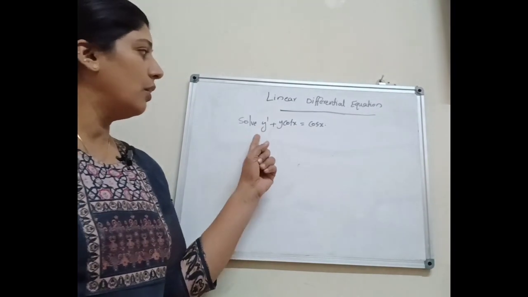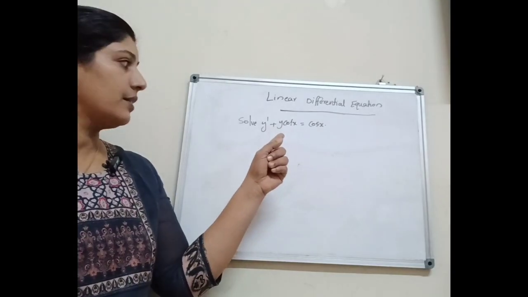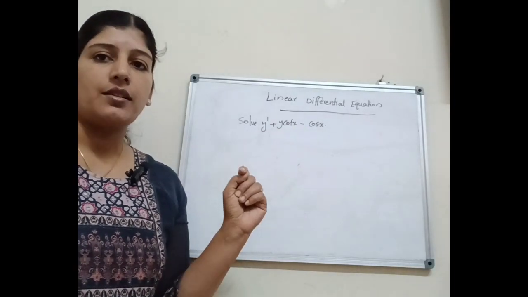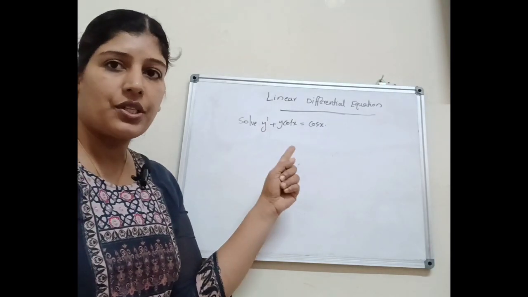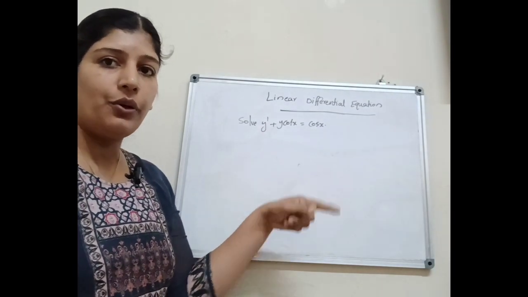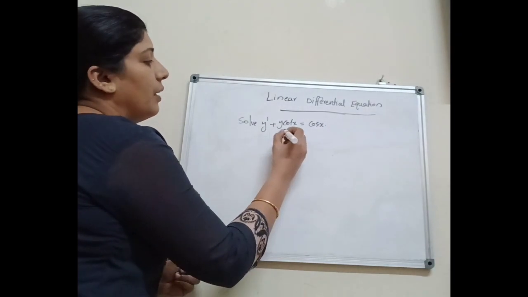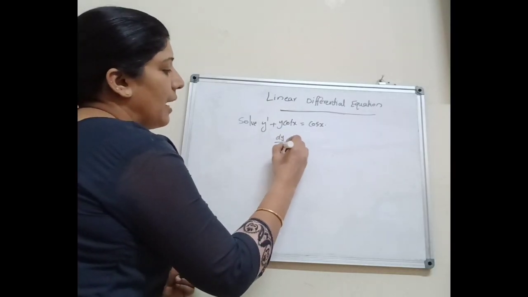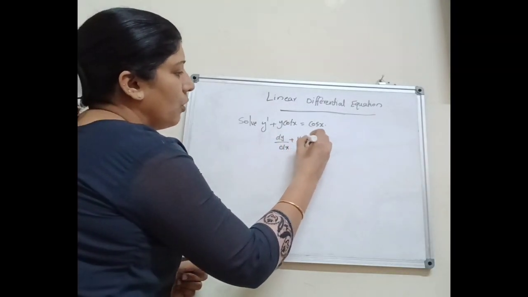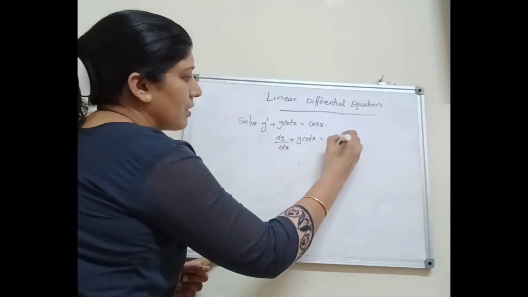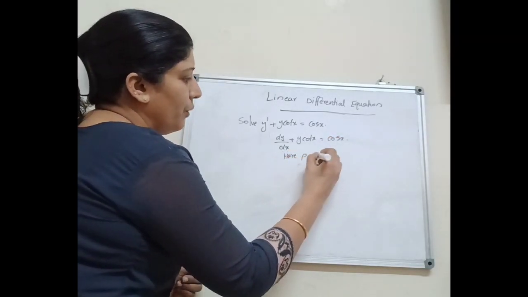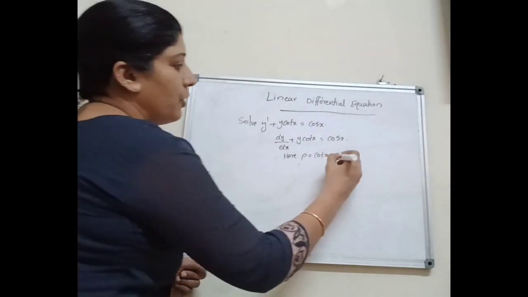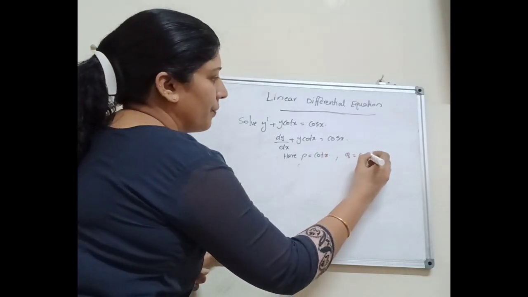Next question, solve y dash plus y cot x equal to cos x. Here y dash is dy by dx. Therefore, it is of the form linear differential equation dy by dx plus py equal to q. Here we can change this as dy by dx plus y cot x equal to cos x. Now here p equal to what? Here p equal to cot x and q equal to cos x.